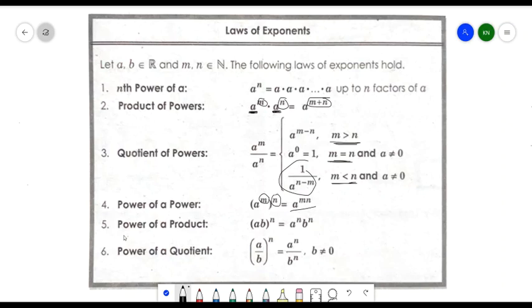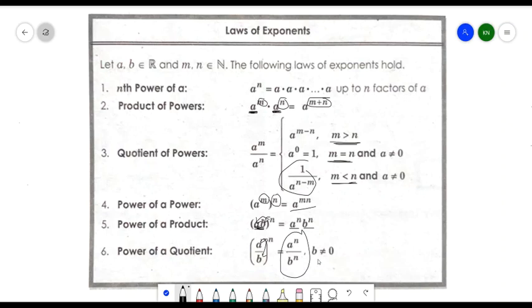Now we also have the power of a product. For the power of a product, let's say we have a product inside a parenthesis, and it is raised by an exponent. You just have to distribute the exponent to each term or each variable. So that gives us a raised to n and b raised to n. The same goes with the power of a quotient. If we have a quotient and then it is raised by a power, you also have to distribute the power to the numerator and to the denominator. So that gives us a raised to n all over b raised to n.